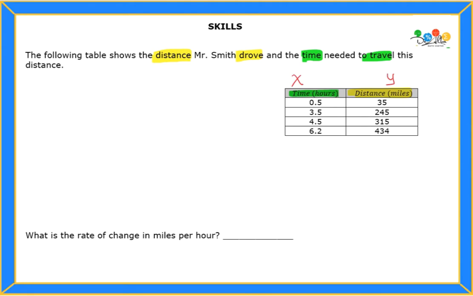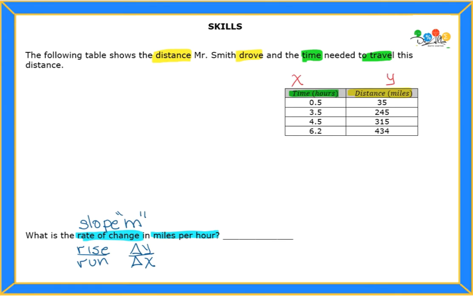Next, let's read the bottom part of the question. It says, what is the rate of change in miles per hour? So now I'm going to look at the word rate of change, and I'm going to write down what's another word that relates to rate of change. Well, I can think about slope, and I'm going to write down the M because that is a slope. I can think about rise over run. I can think about change of the y over change of the x.